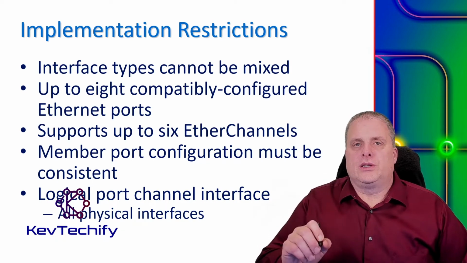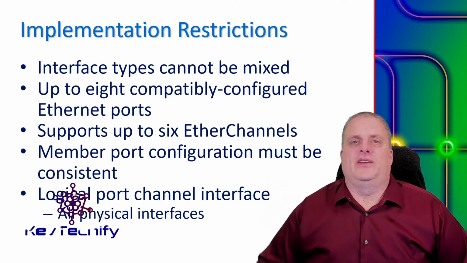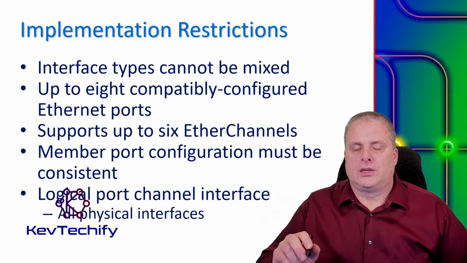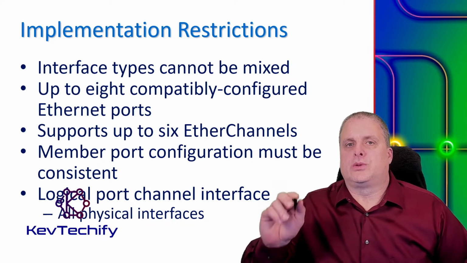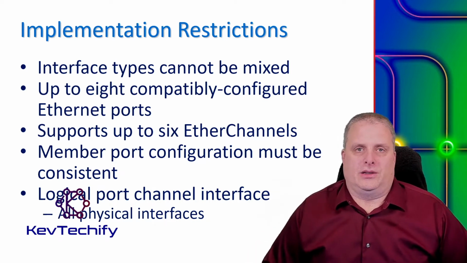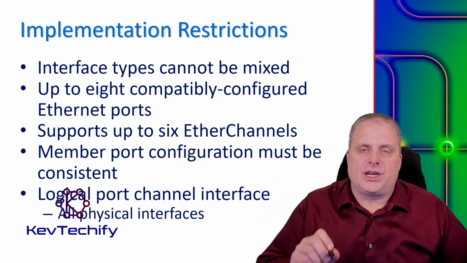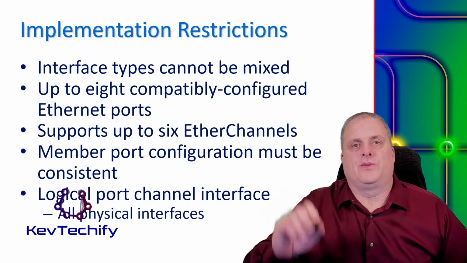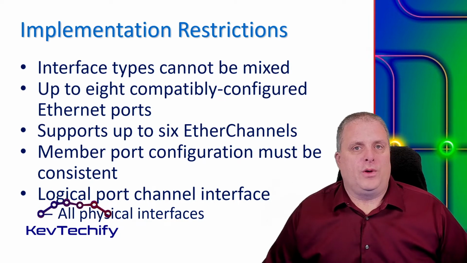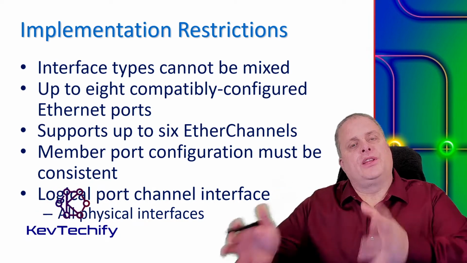Each switch supports up to 6 EtherChannels. So each Cisco 2960 switch can only support up to 6 EtherChannels. If you have 6 EtherChannels with 4 physical ports each, 6 times 4 is 24 ports. So if you have 48 ports, that's half of your switch right there going to EtherChannels.